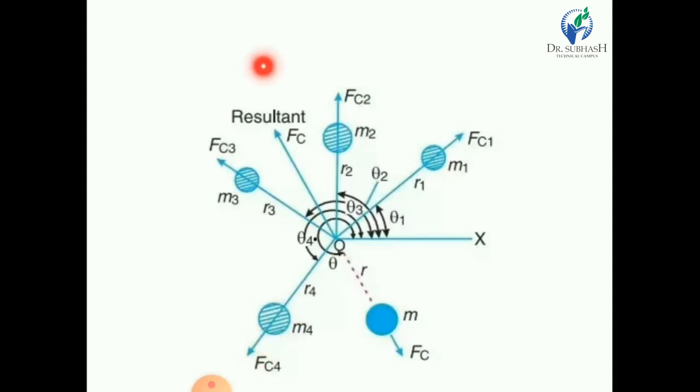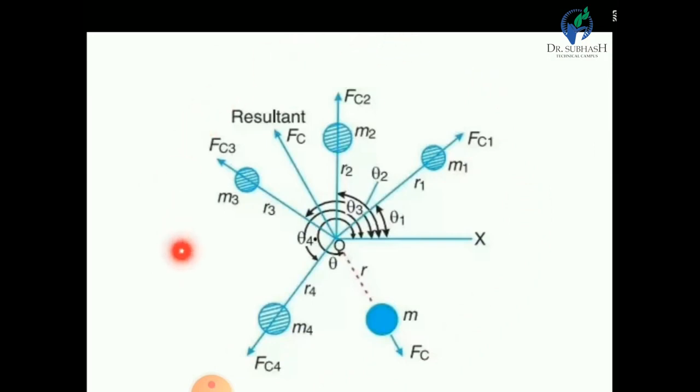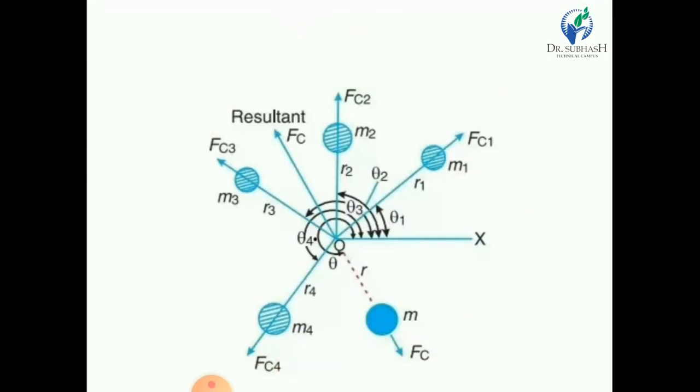This is clear in this figure. We can clearly say that because of these four masses, four centrifugal forces are developed, and these four centrifugal forces, Fc1, Fc2, Fc3 and Fc4, are concurrent forces and also coplanar forces, because these four masses are in the same plane and the forces intersect at a single point. So these centrifugal forces are concurrent coplanar forces.